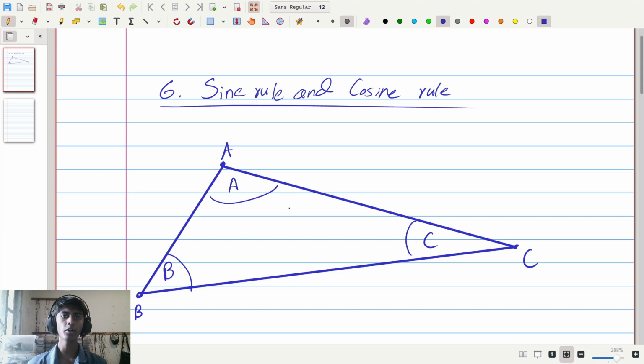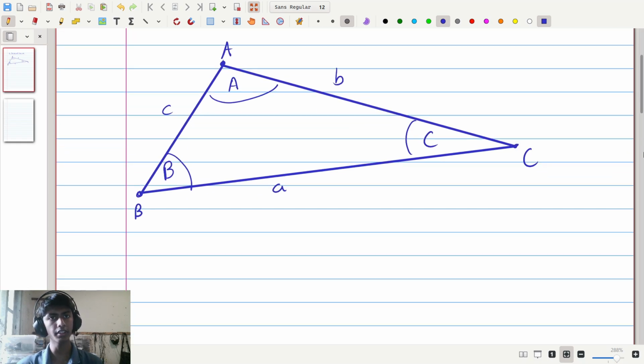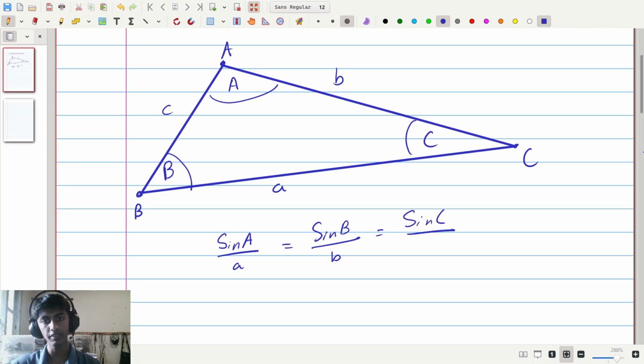And I'm going to suppose that the length opposite to an angle is referred to by the simple letter of the same symbol. So the opposite side to angle A will be referred to as simple A. The opposite side to angle B will be referred to as simple B. And the opposite side to angle C will be referred to as simple C. The sine rule states, given this, that sine A divided by A is in fact equal to sine B divided by B, which is in fact equal to sine C divided by C.